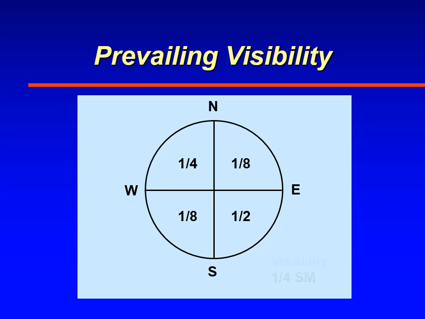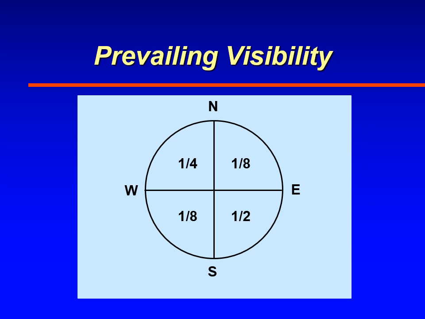Here's another example where the visibility is very low in all 4 quadrants. And you can see that the values are the same as in the previous example, except they're just kind of scrambled up a little bit. You've got a 1/4 of a mile to the northwest, an 1/8 of a mile to the northeast, a 1/2 mile to the southeast, and an 1/8 of a mile to the southwest.